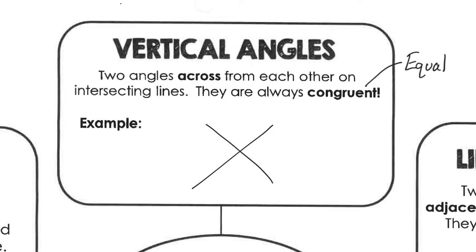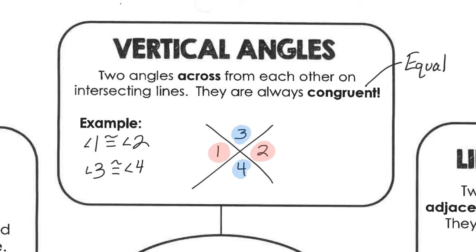An example of vertical angles, if we were to label this 1, 2, 3, and 4. Our vertical angles: angle 1 would be congruent, that's what that sign means, to angle 2. And angle 3 would be congruent to angle 4. What you guys will be able to see here is that this angle is the same as this angle, and this angle is the same as this angle. So as you can see, vertical angles are across from each other on intersecting lines. All right.